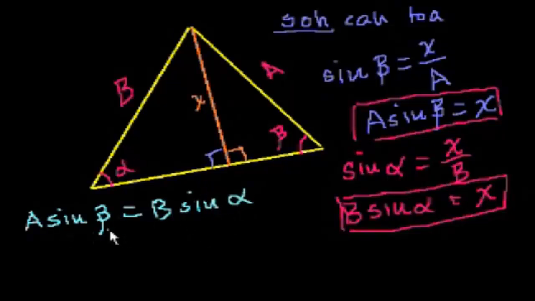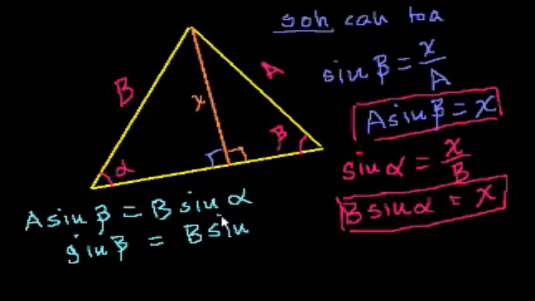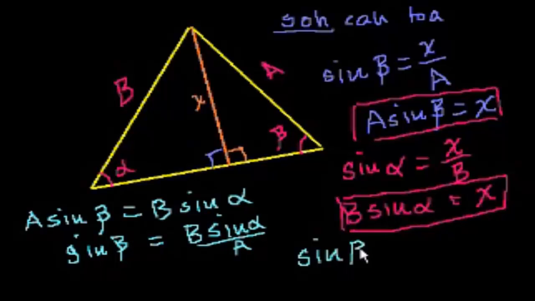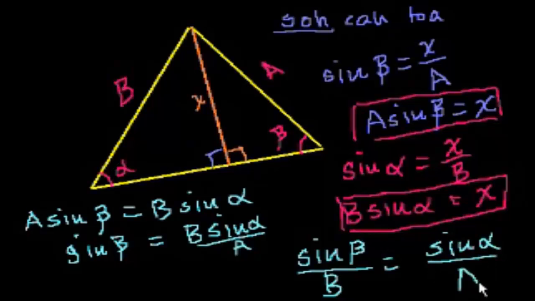If we divide both sides of this equation by a, what do we get? Because the a on this side cancels out, we get sine of beta is equal to b sine of alpha over a. And if we divide both sides of this equation by b, we get sine of beta over b is equal to sine of alpha over a. So this is the law of sines.